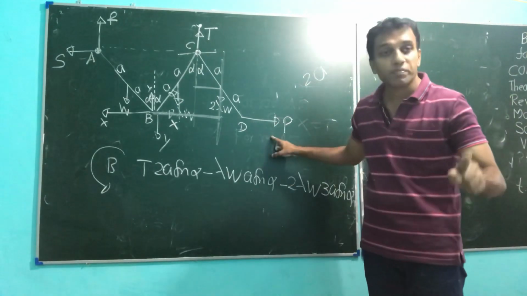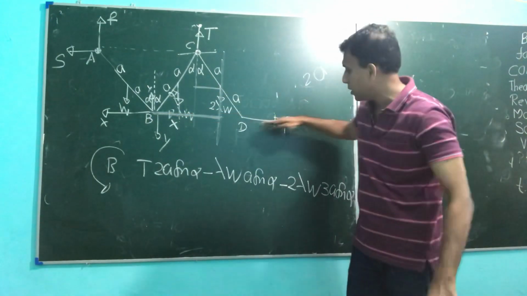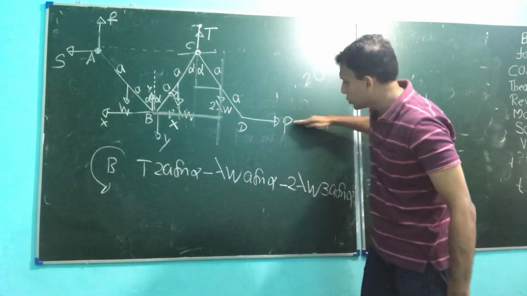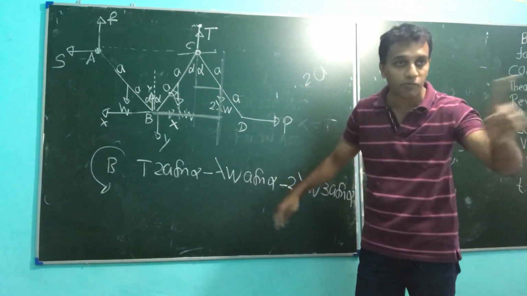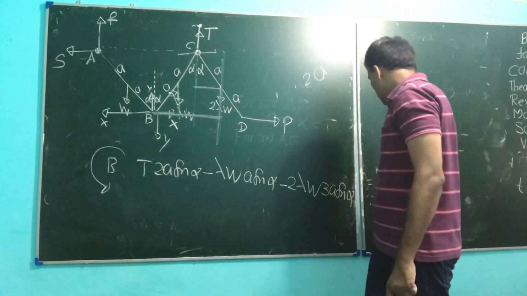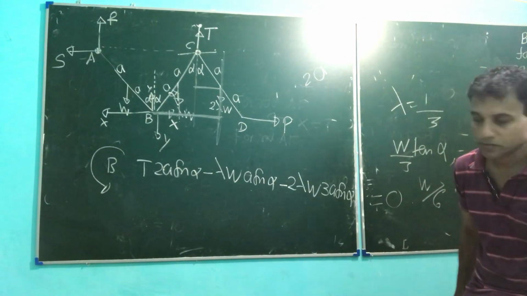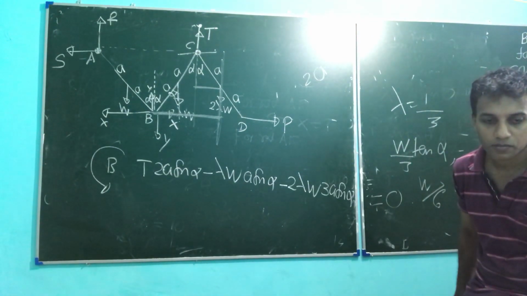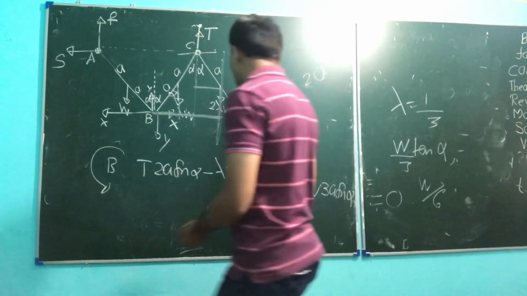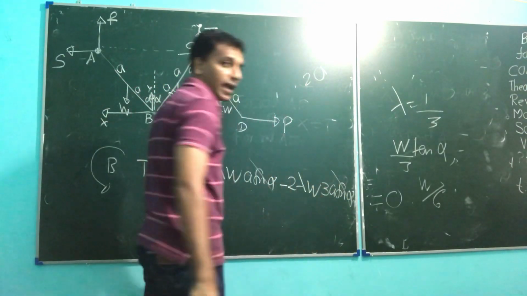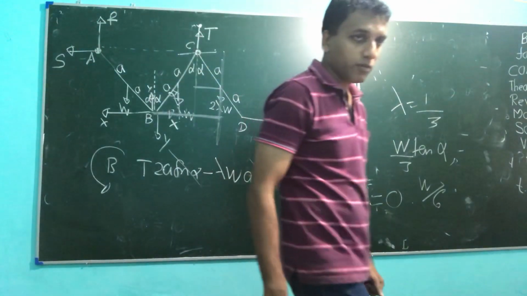What about P? That force is also available. But in this question, P also passes through B. So its moment equals 0. Find the T here. Sin alpha cancels, so the sin alpha goes out. Sin alpha cancels.